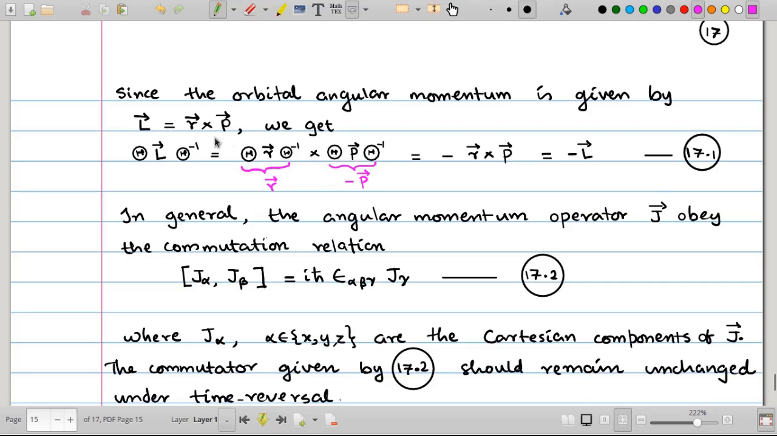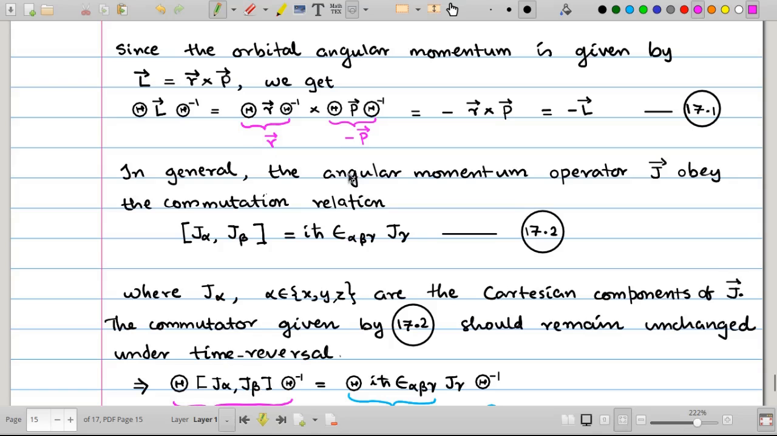This is so because we have introduced an identity operator in between r and p, and theta inverse theta is identity. But then theta r theta inverse is r and theta p theta inverse is minus p, and therefore we get minus r cross p, that is minus L. So under time reversal, the orbital angular momentum changes its sign.